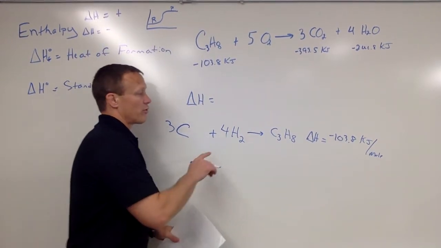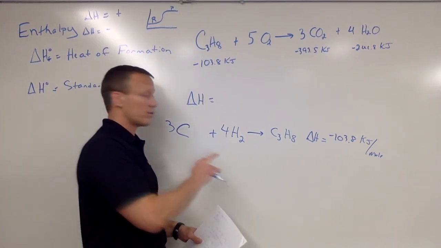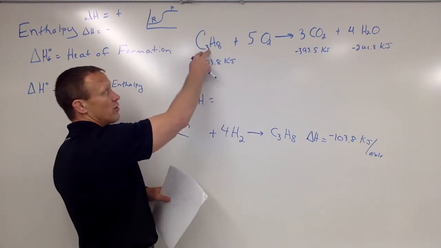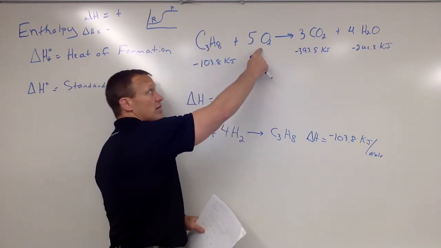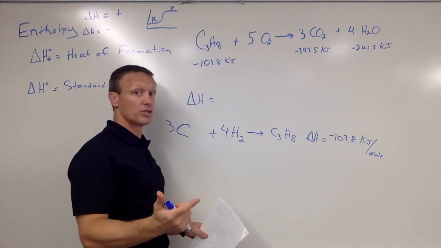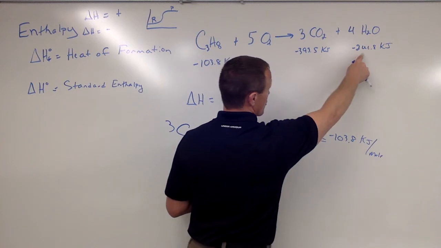So this would be an exothermic reaction making C3H8 from its elements. So that is the delta H for this reaction, which is the heat of formation for that compound. Remember, individual elements have no heat of formation. So the diatomics and elements without charges have no heat of formation. Ions do. Carbon dioxide's heat of formation, water's heat of formation.